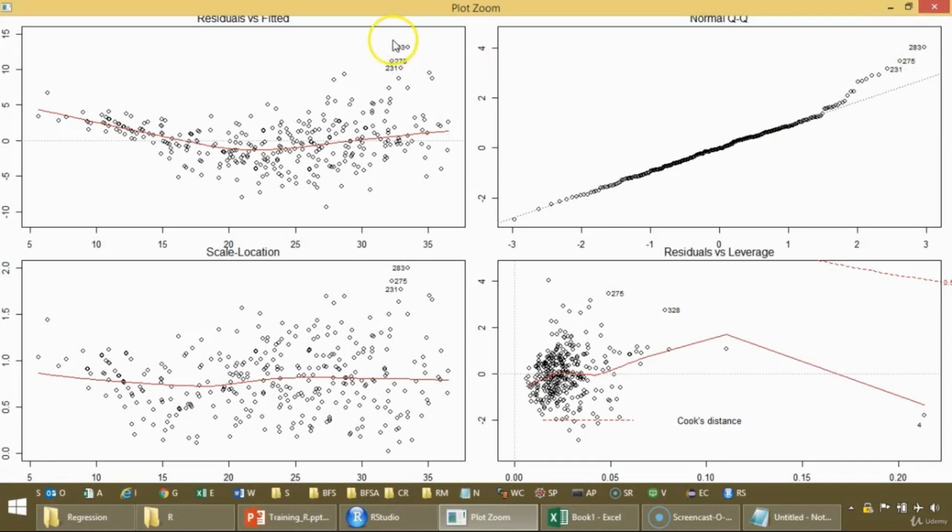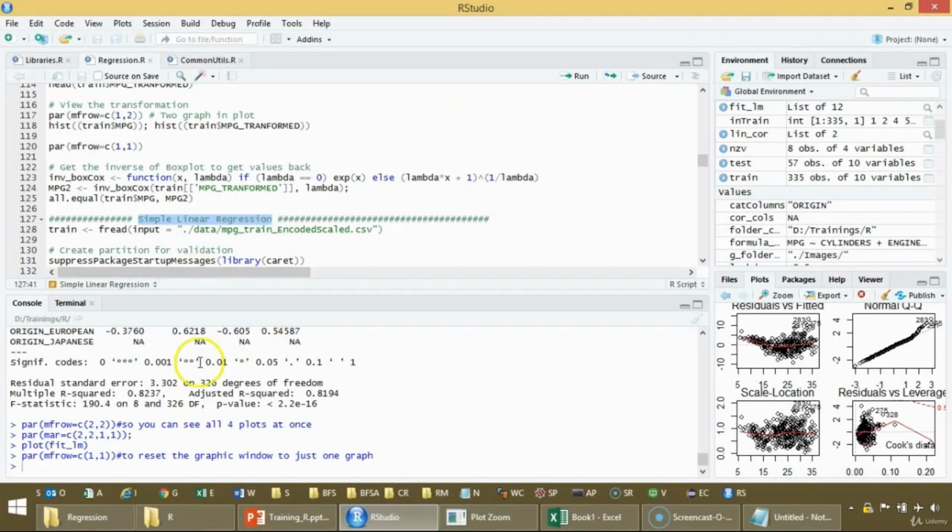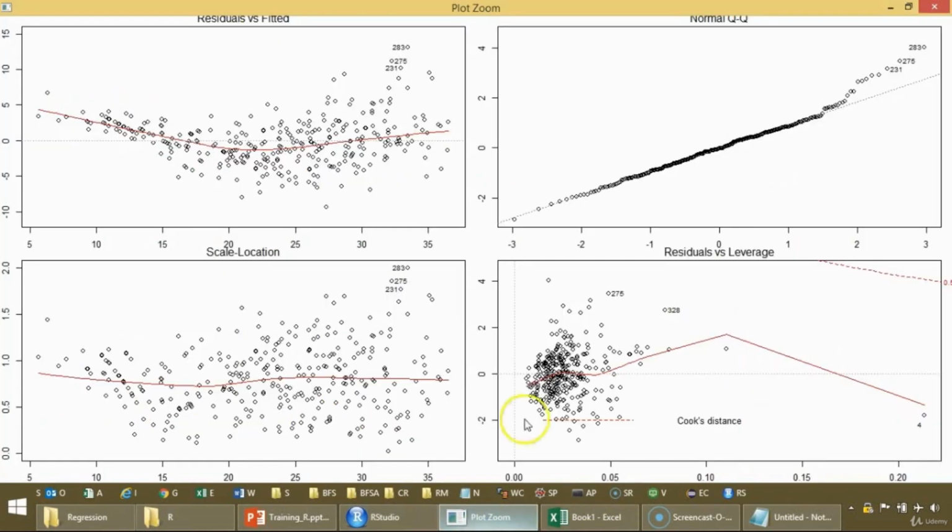In the train data, remove these three records and fit it again, and observe this R square. So we had an R square of around 82%. After removing these three, do you find any increase? And I'm confident there will be an increase in the R square. Okay, this is the meaning of this one.